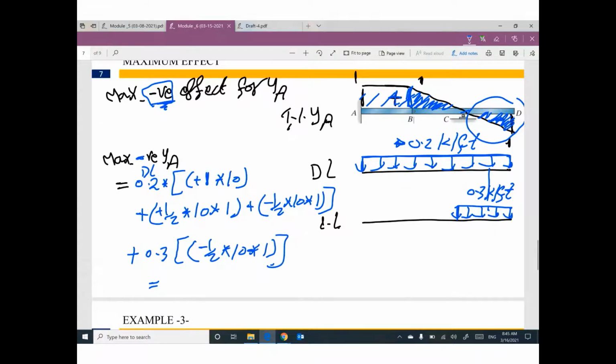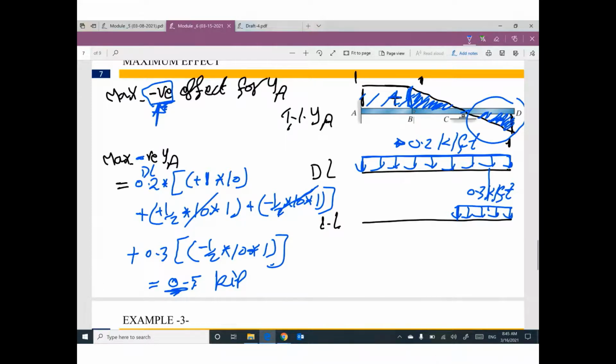What is the final value? I think this one, wait, this one will cancel this one. So we have 0.2 times 10, 0.3 times 0.5 times 10. You will have 0.5. Okay. I don't care what is the final value, positive or negative. I know you are talking about negative effect, but your final value is positive. I don't care. That means we don't have negative effect or maximum negative effect on YA.